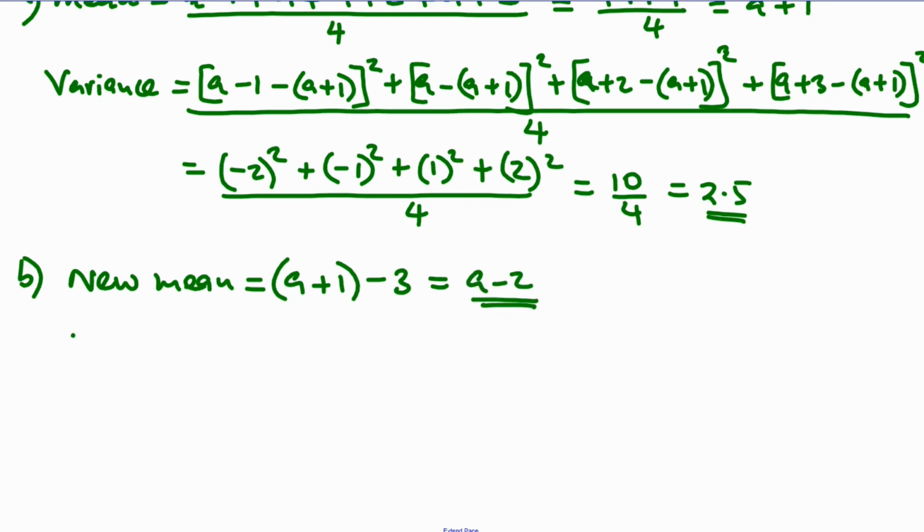And then the new variance. We know that if you subtract a number from each of the data points, the standard deviation does not change. And what that means is that if the standard deviation is not changing, and we know that to get the standard deviation you find the square root of the variance, then the variance won't change, because the variance and standard deviation are similar, only that one is the square root of the other. So the variance in this case will not change. It will just be 2.5. It won't be affected at all.